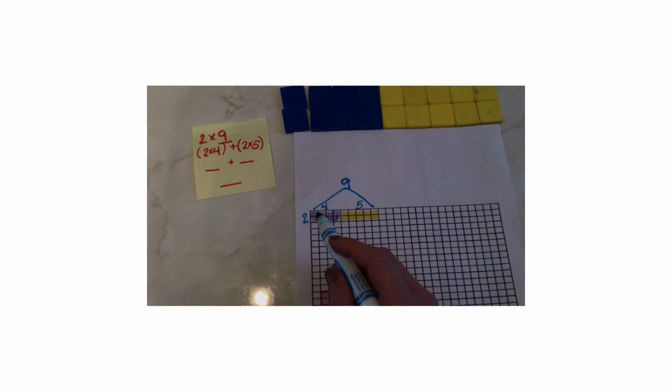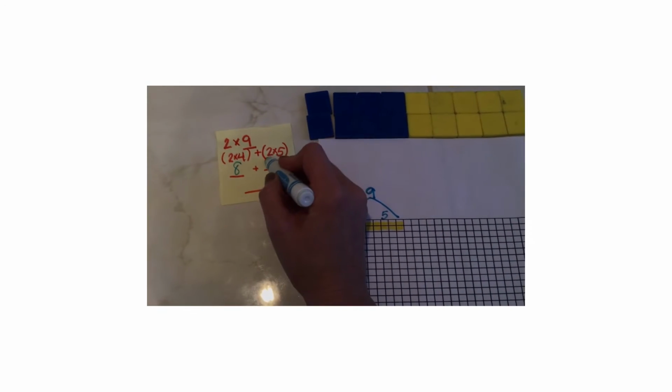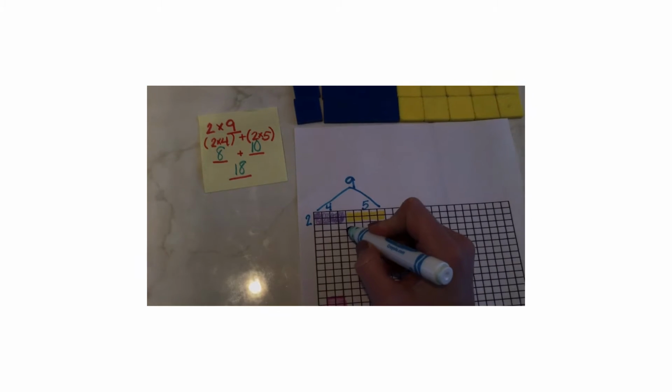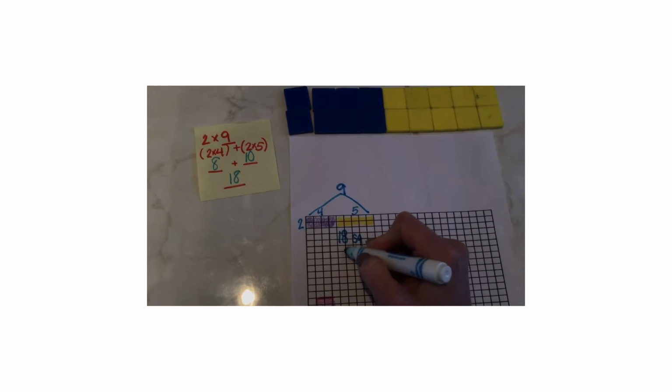Okay, now that we've used tiling, we can easily count. We have 2, 4, 6, 8. I'm going to write that over here. And 2, 4, 6, 8, 10. So I can add the 8 plus the 10, and I get a total of 18. So this is showing me 18 square units.